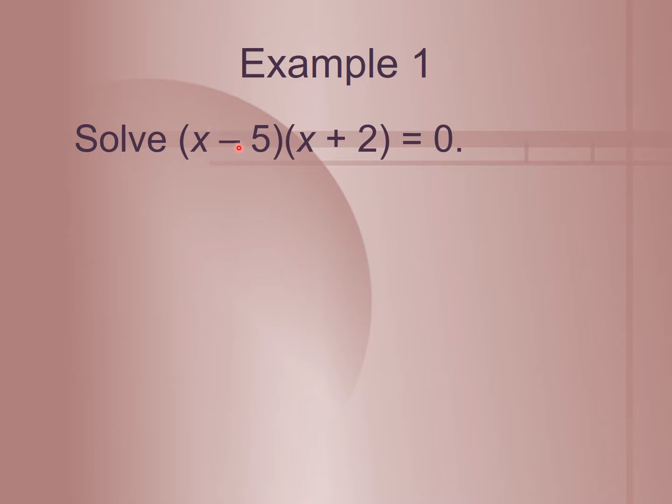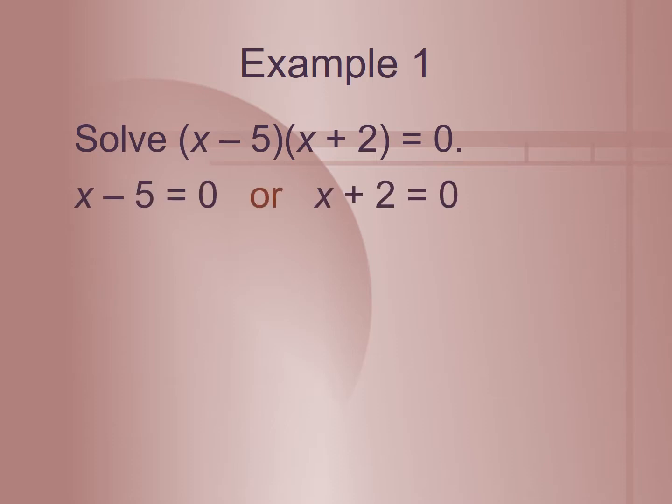Let's start with an example where we have a quadratic equation that's already been factored. We have x minus 5 times x plus 2. If I were to multiply this out using the FOIL or box method, I would have an x squared, because x times x is x squared, which means this is a quadratic equation. It's just already been factored. So I have this factor, x minus 5, and this factor, x plus 2, and this times this is equal to 0.